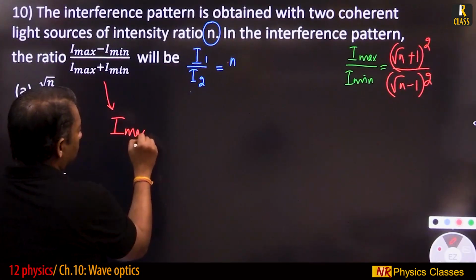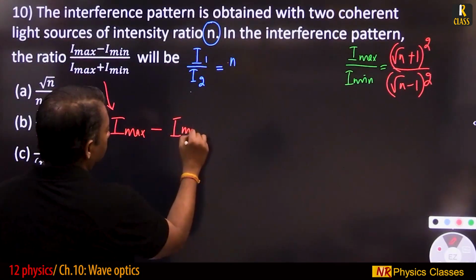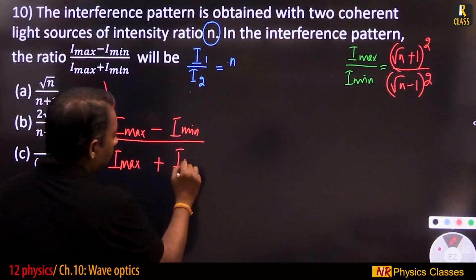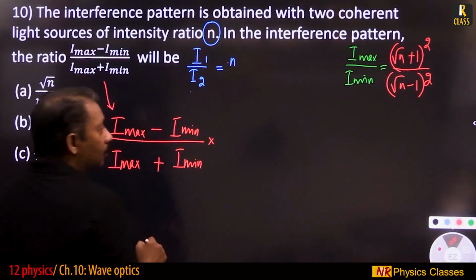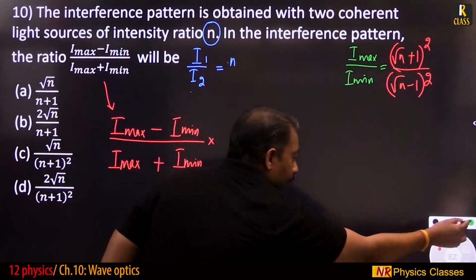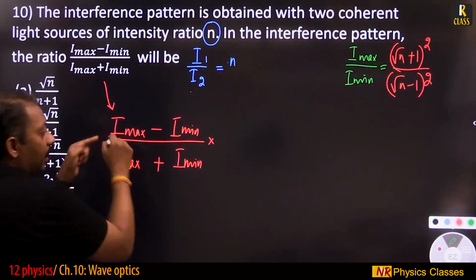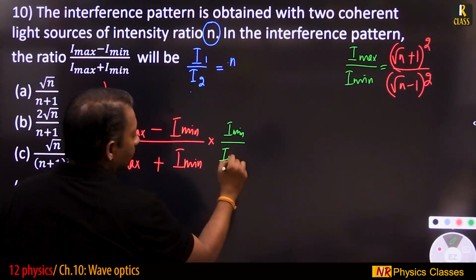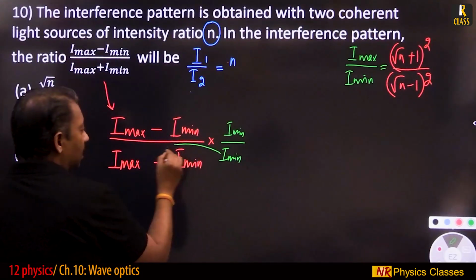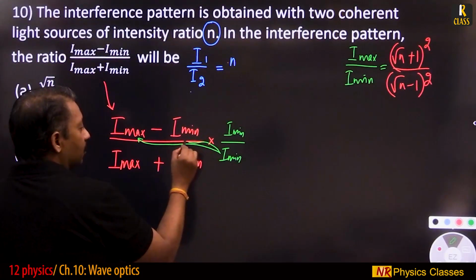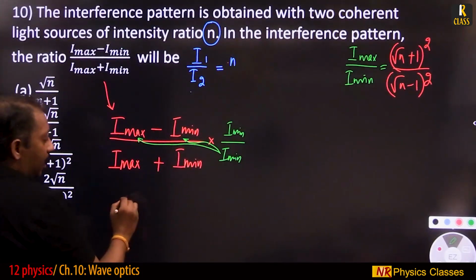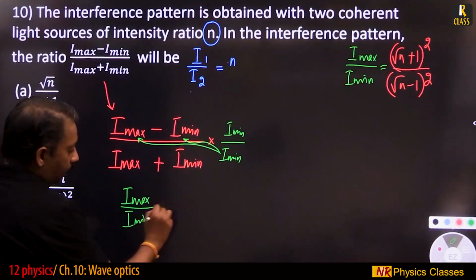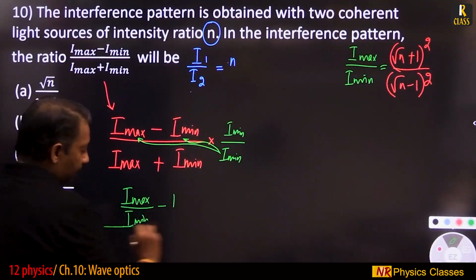I maximum minus I minimum by I maximum plus I minimum. Just like the previous trick, I want I maximum by I minimum. So I minimum by I minimum. Bring this I minimum here, bring this I minimum here. I max by I minimum minus I minimum by I minimum is 1.